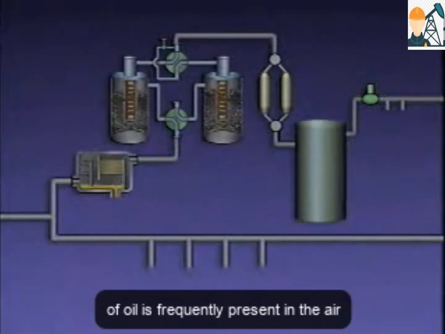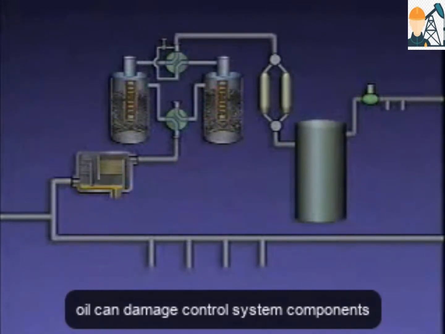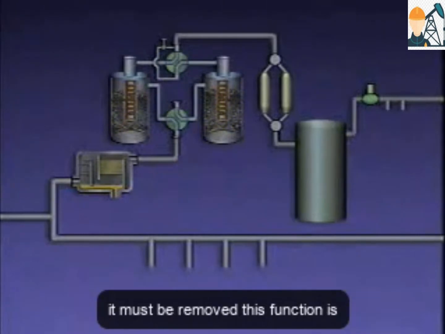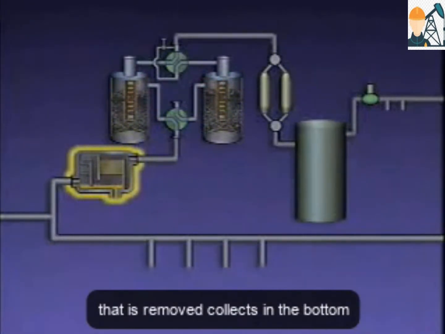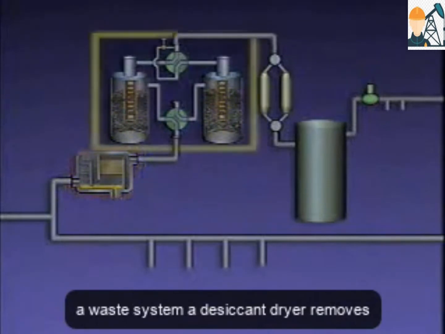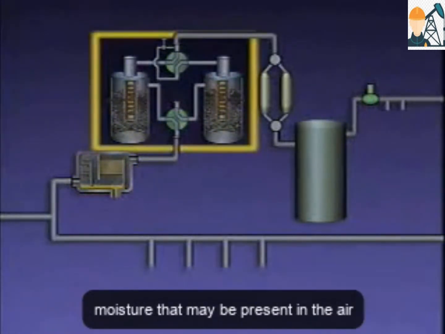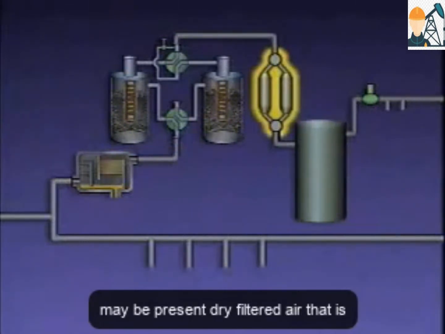A small amount of oil is frequently present in the air discharged from a compressor. Since this oil can damage control system components, it must be removed. This function is carried out by an oil separator. The oil that is removed collects in the bottom of the separator and is often drained to a waste system. A desiccant dryer removes moisture that may be present in the air. Filters remove any solid impurities that may be present.